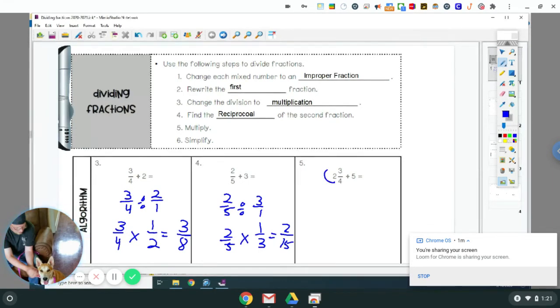Okay, now this is a mixed fraction. So what we're going to do is make this improper. So we're going to do 4 times 2, which is 8, plus 3 is 11. So you have 11/4 divided by 5 over 1. So you're going to keep it, switch it, flip it. So 11 times 1 is 11. 4 times 5 is 20. So you get 11/20. And that's how you divide fractions.